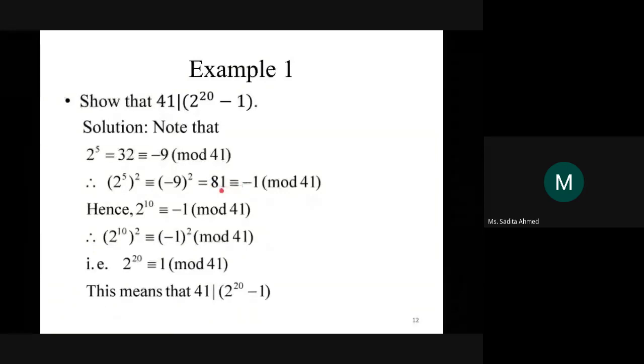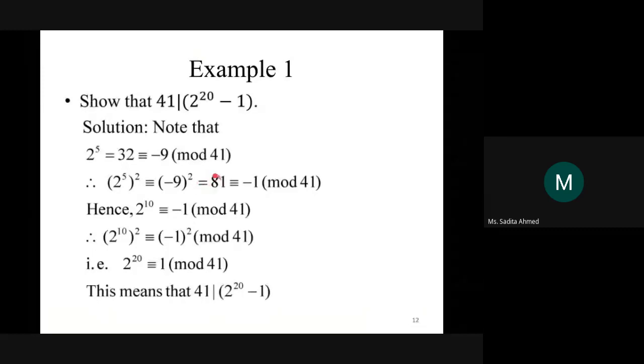Now think about 81. Is 81 divisible by 41? No, obviously not. But what can you add to 81 to make it divisible by 41? 1. If you add 1 to 81, you get 82. And we know that 82 is divisible by 41. It's very clear, all right? Just 41 ke just 2 diye multiply korte hobe, which is a very simple, straightforward multiplication. So 82 is divisible by 41.